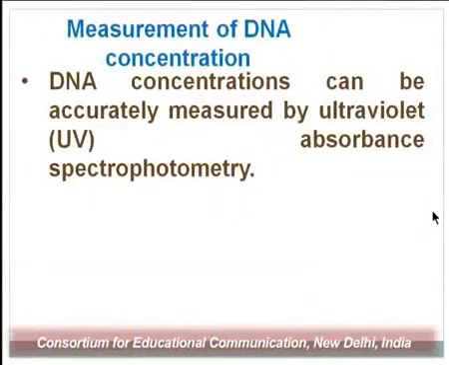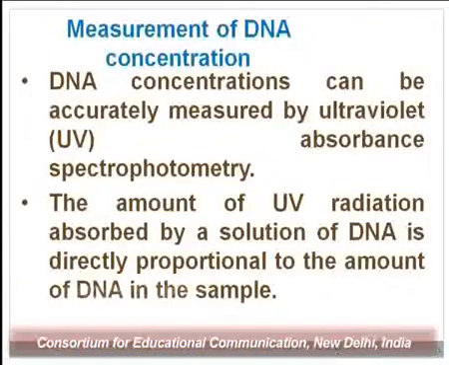One of the very prevalent techniques, very commonly used in laboratories and for recombinant DNA technology or any kind of biotechnology applications, is that DNA concentrations can be accurately measured by ultraviolet absorbance spectrophotometry. So it is absorbance spectrophotometry, where the light is absorbed, but the light will be in the range of ultraviolet radiations. The amount of UV radiation which is absorbed by a solution of DNA is directly proportional to the amount of the DNA in the sample.